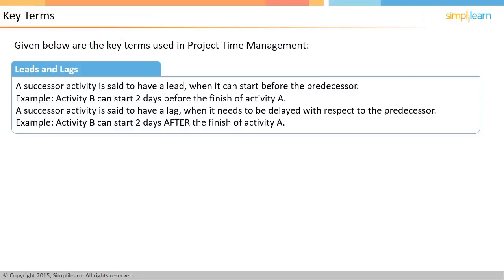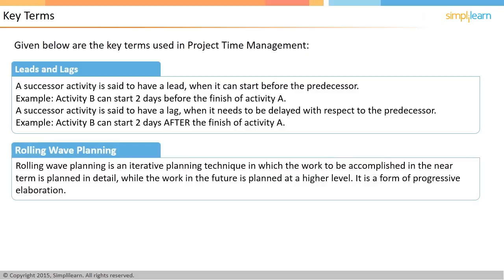When a successor activity can start before the predecessor activity completes, it is considered lead. For example, you can start preparing the test environment 2 weeks before the development activity finishes. When the successor activity has to wait for a few days after the predecessor activity has been completed, it is considered lag. For example, one needs to wait for 2 days for the foundation to settle before work on the pillars for the next floor starts.